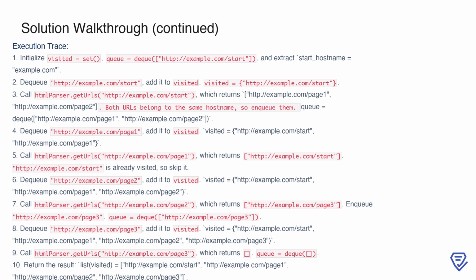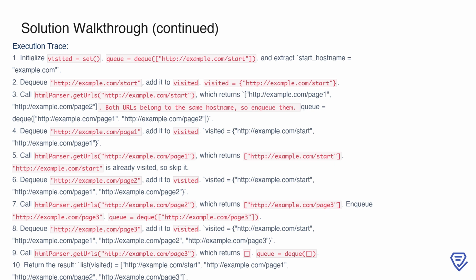Here, we break down the execution process step by step. First, we initialize an empty visited set, a queue containing just the start URL, and extract the hostname, which is example.com. We begin the crawl by dequeuing the start URL and adding it to visited. Using HTML parser.getURLs, we retrieve its links, both of which belong to the same hostname, so we enqueue them.